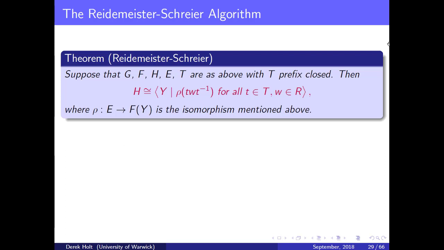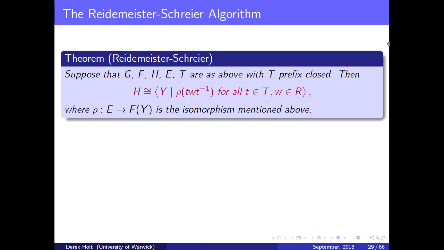Okay, so now the Reidemeister-Schreier theorem, which is what this theory depends on. We need relators to get H, and so what we do, we start with the relators of G. So W is one of our defining relators of G. So that's in the normal subgroup N. And of course, N is a normal subgroup, and so for each transversal element T, TWT inverse is also going to be in the normal subgroup. TWT inverse will be a word in the free group on X. So it will be a word in A. And what we need is to rewrite it as a word in Y to get the presentation of H. So that's where this isomorphism rho comes in.